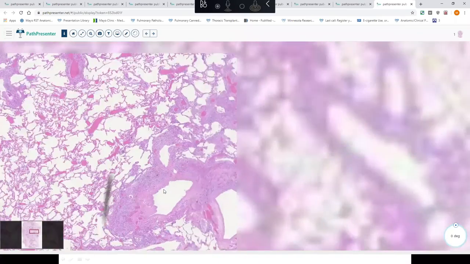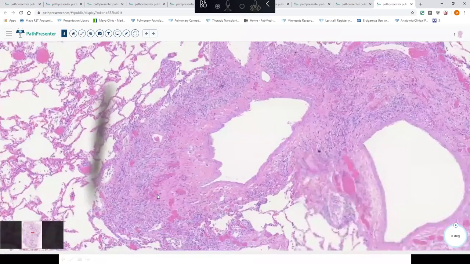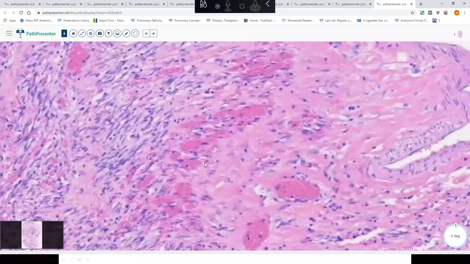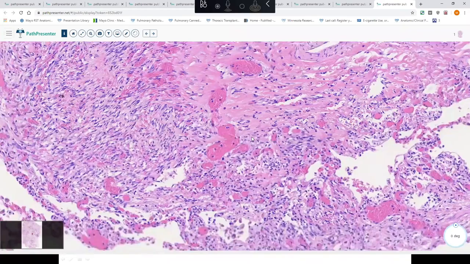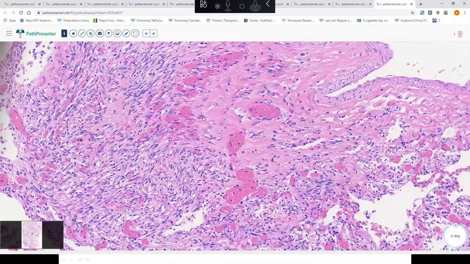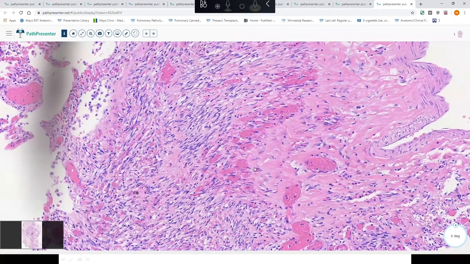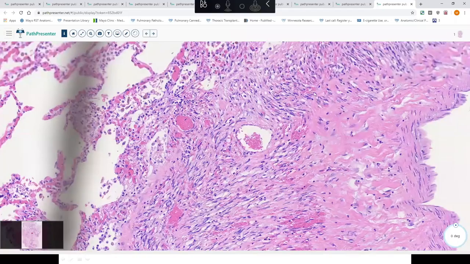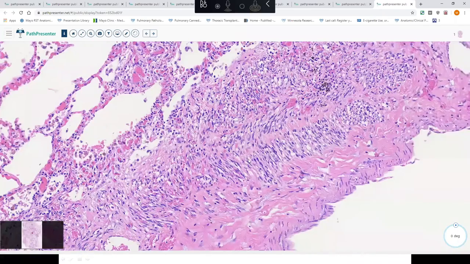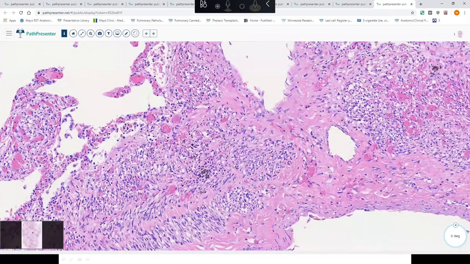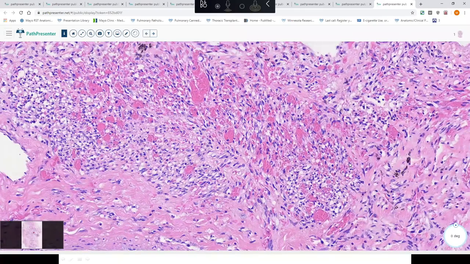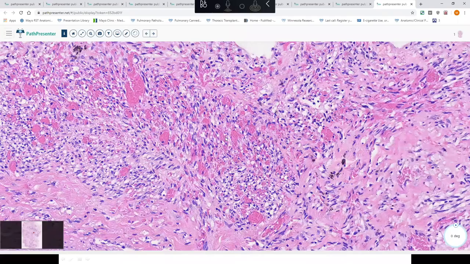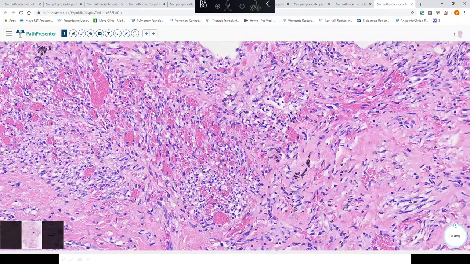Perfect. So maybe in the chat, someone could say what type of lesion they would be thinking of. If you're going to put this into a broad category, what type of lesion do you think this is? A carcinoma, sarcoma, some kind of reactive proliferation, a lymphoma? What kind of category would people think we're thinking of, with these spindle cells with prominent capillary proliferation and extravasated red blood cells?